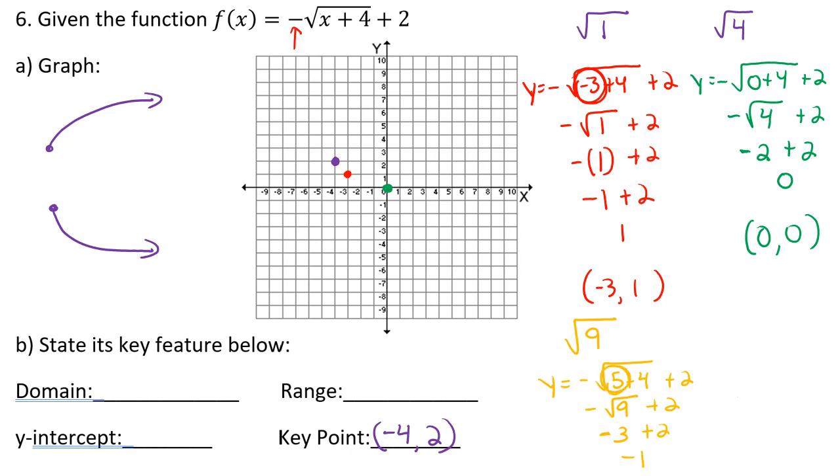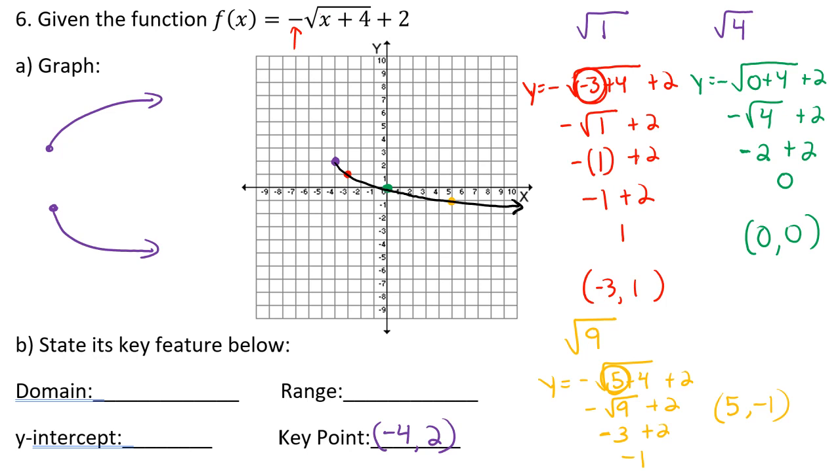Once again, we plugged a 5 in for the x. We got a negative 1. So there's your other point. Now we can just draw the curve. Once again, make sure it looks like a curve. If it's a straight line, we will mark it wrong.